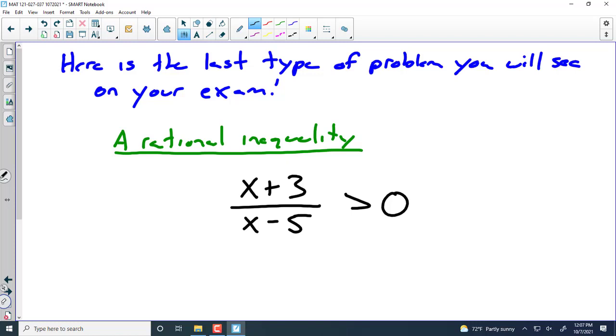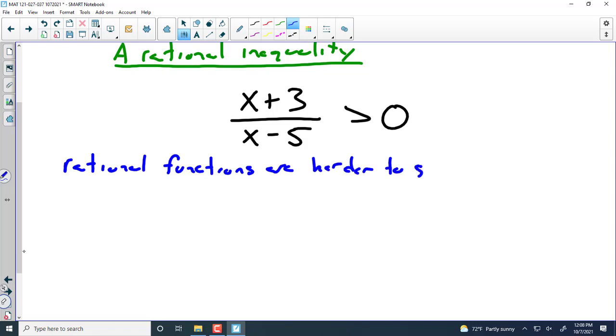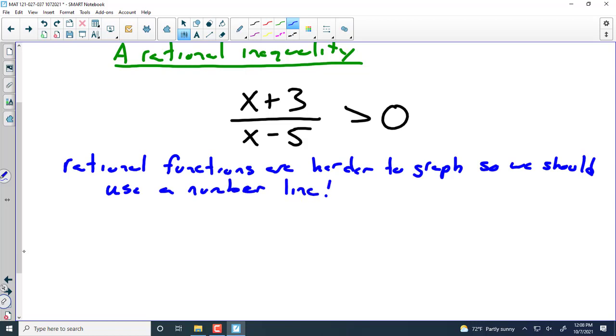x plus 3 over x minus 5 is greater than 0. What the heck does that mean? Well, this is a rational function. Here's what we need to know about rational functions. Rational functions are harder to graph, so we should use a number line. Even if for the polynomials we drew pictures, in general it's harder to draw these things. So we're going to use a number line.